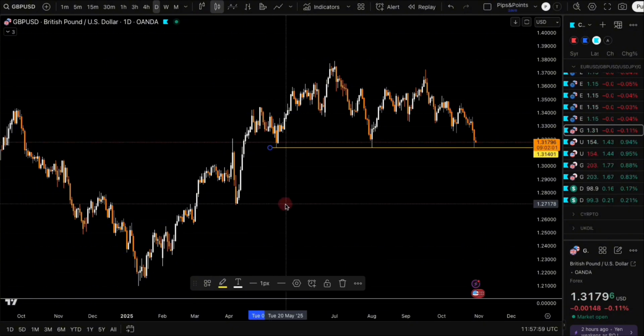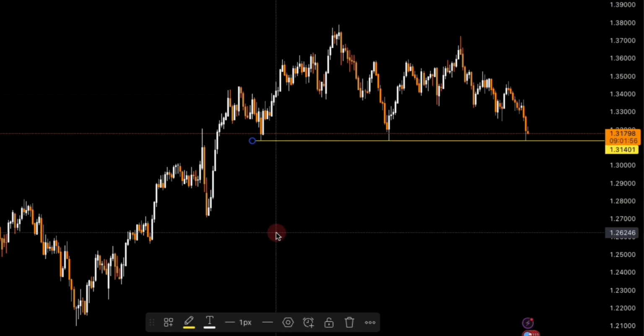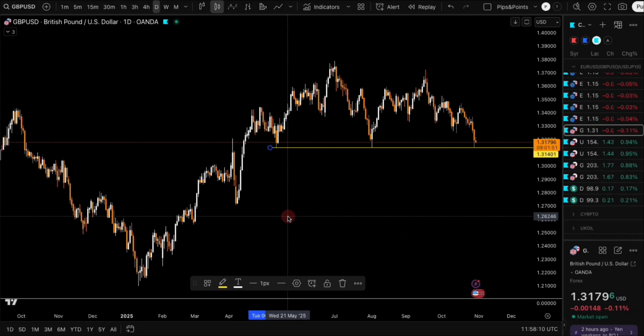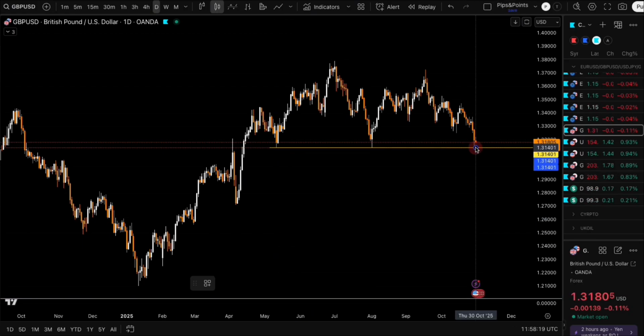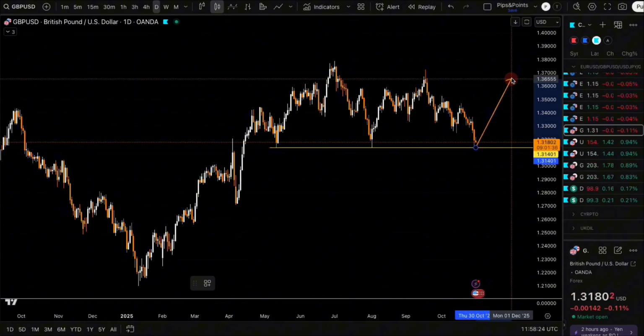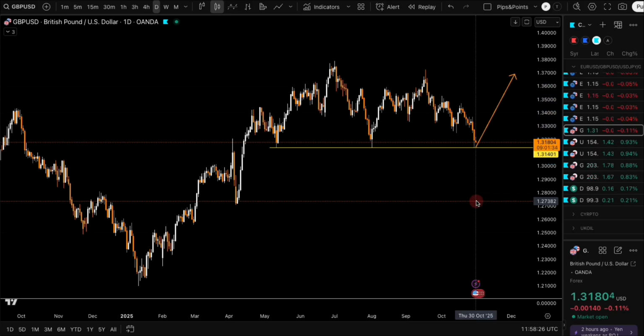So this is the level in question, highlighted in yellow. And that level is 1.3140. So that is the support level of GBPUSD. The normal thinking behind this will be expecting price at some point today or possibly in the coming days or weeks for price to do something like this, which is natural, right?